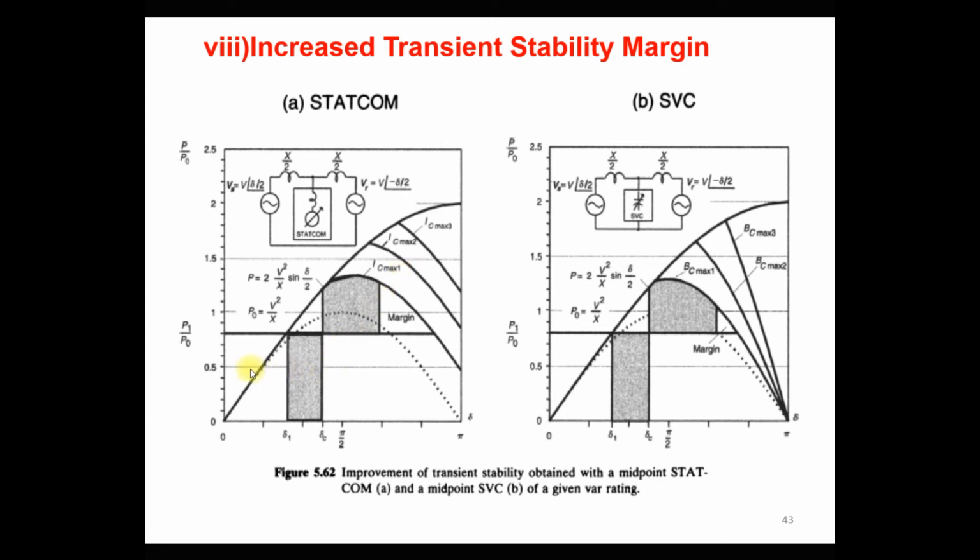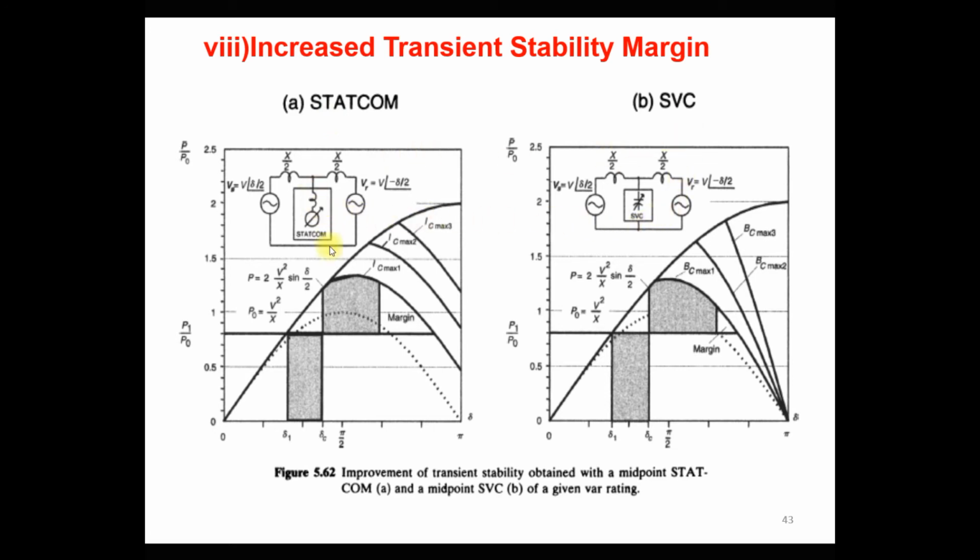Here we first understand how the STATCOM and SVC provide transient stability, and in which case we get more transient stability margin. In short, if we get more transient stability margin, our system is more stable. So we first see the STATCOM, then the SVC.